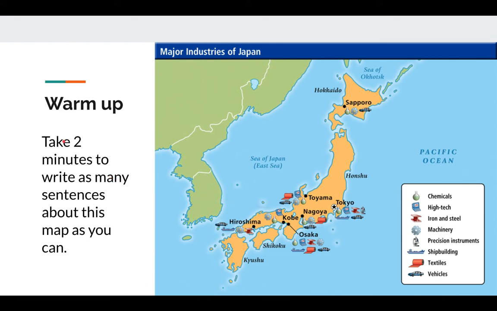So I want you to please pause this video for 2 minutes. You can look at your watch or the clock, and for 2 minutes, write as many sentences as you can about this map, in English. And go ahead, please pause the video now and take 2 minutes, write as many sentences as you can, and then come back. All right, go do that now.